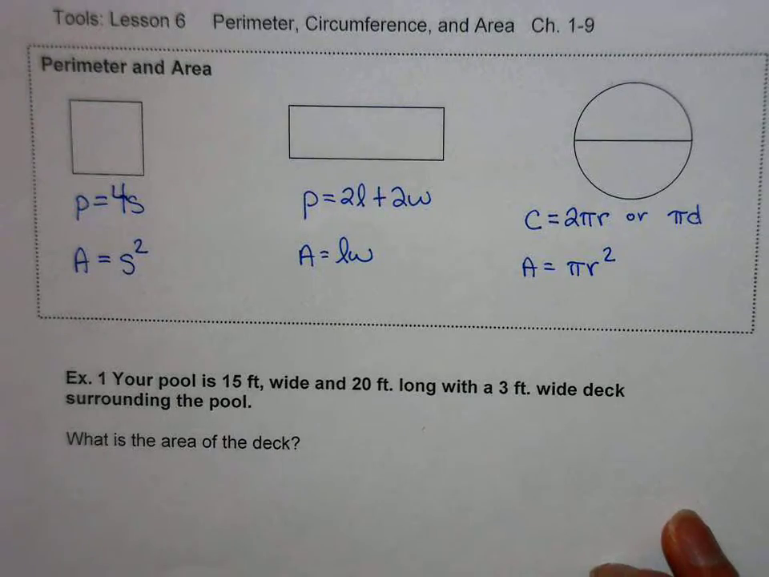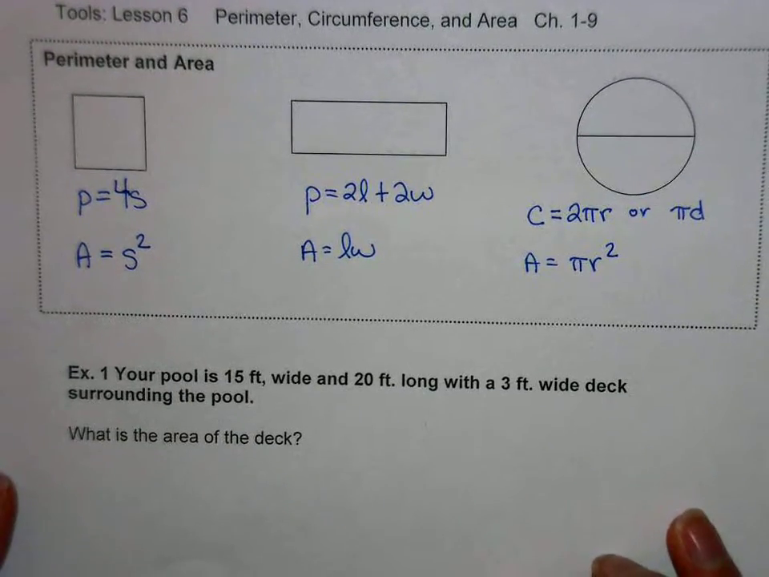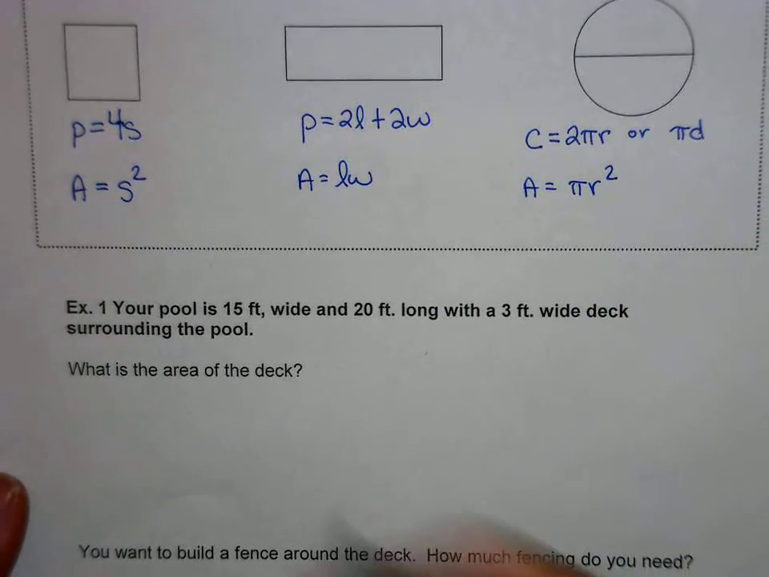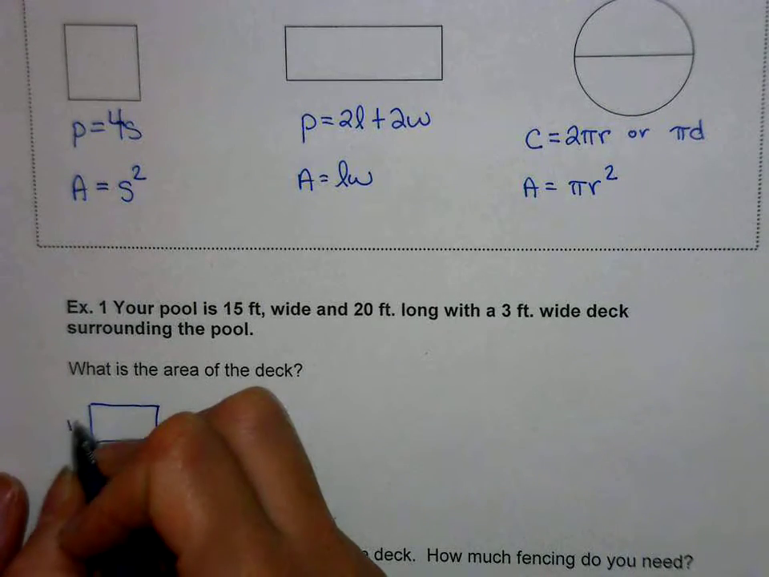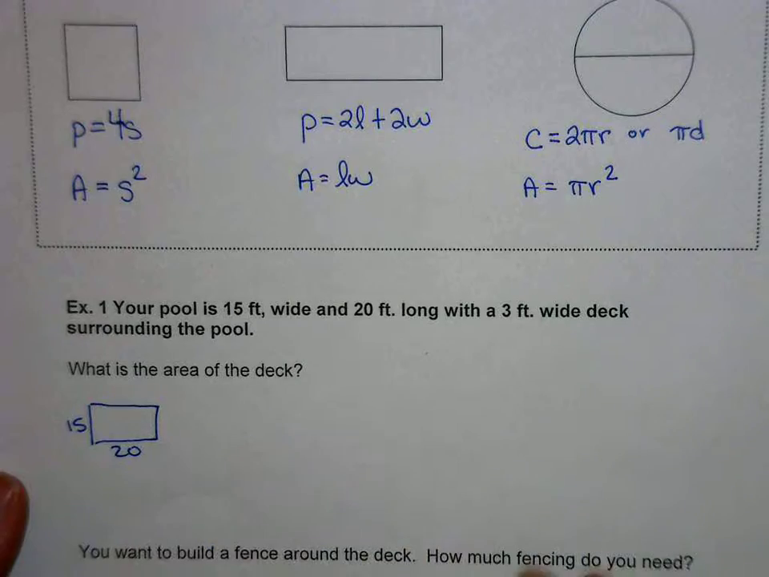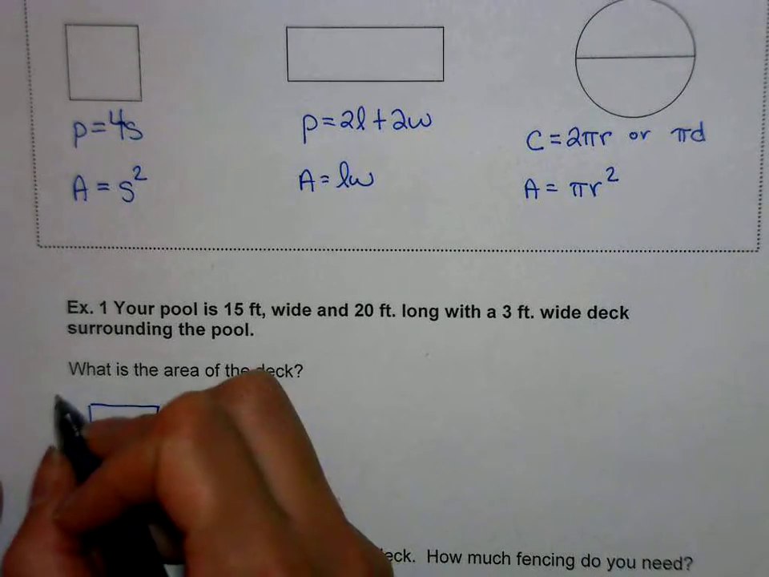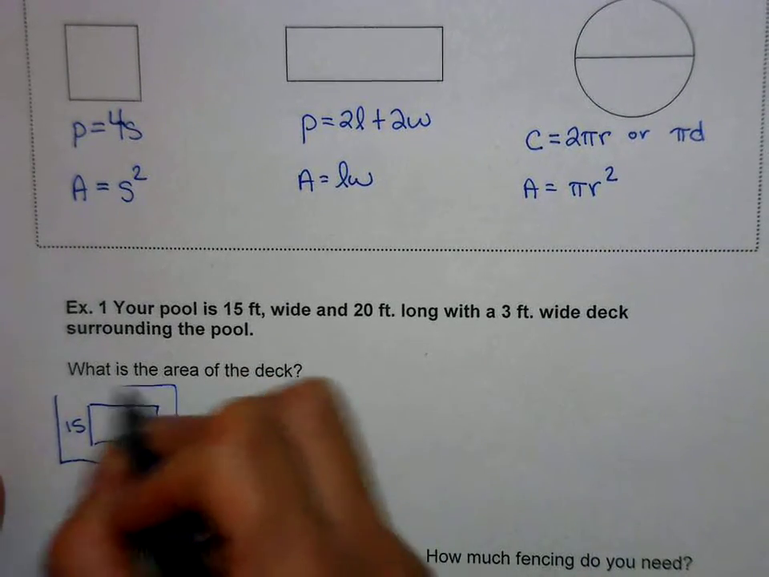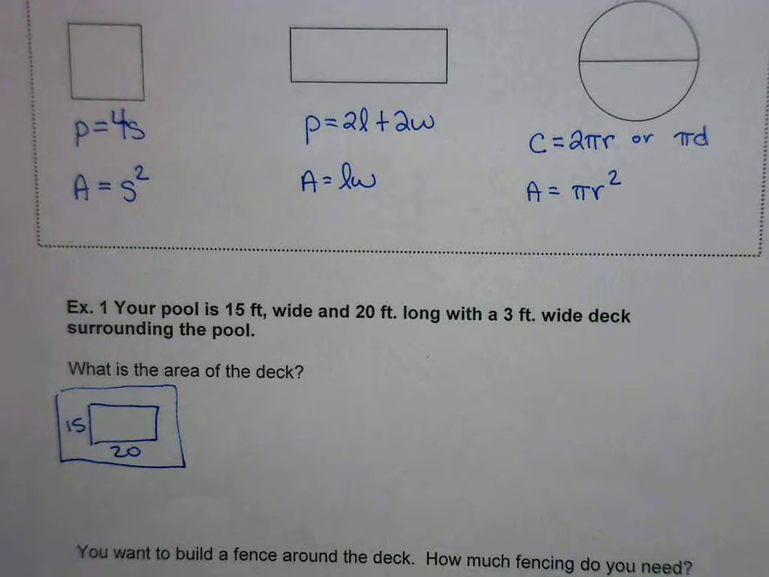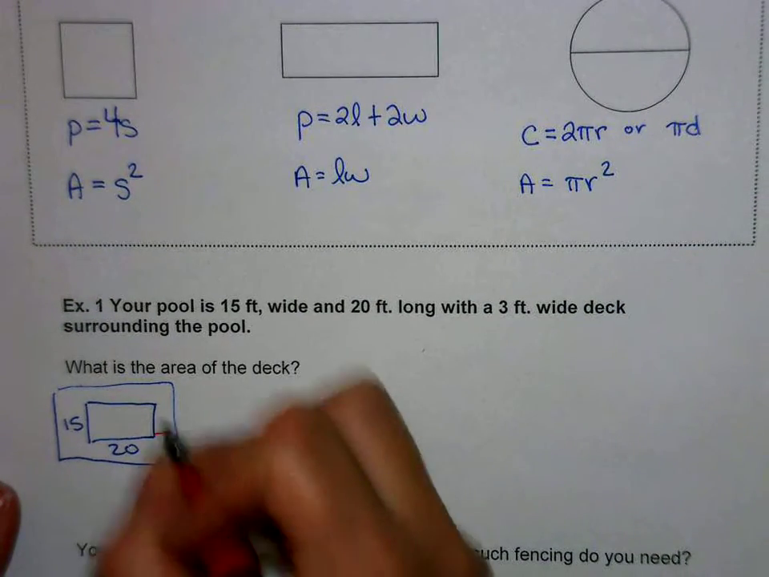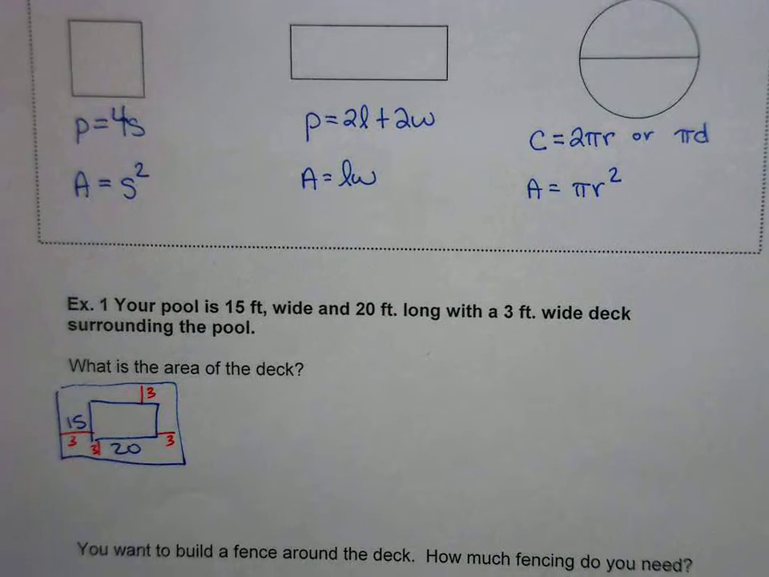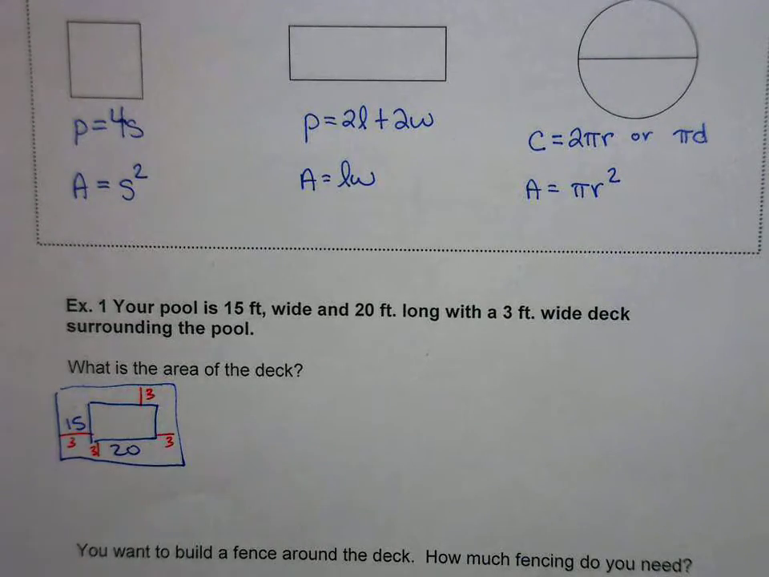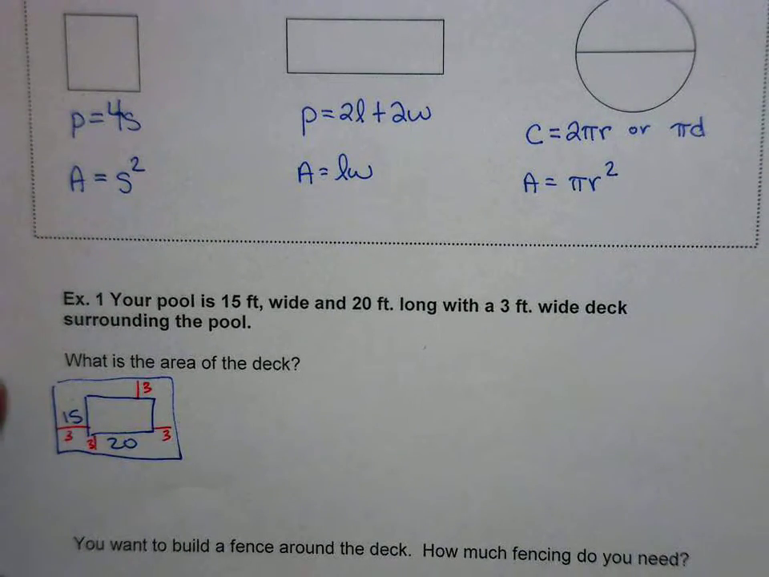So let's take a look at the first example. We have a pool that's 15 feet wide by 20 feet long. There's a deck that goes around this pool, and the width of the deck is 3 feet all the way around it. We want to find the area of just the deck, so the outside part. So let's first find the area of our pool.